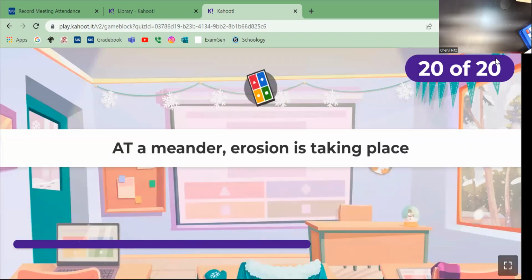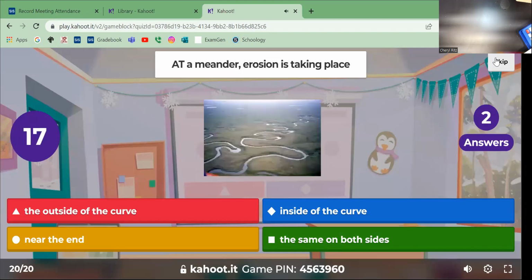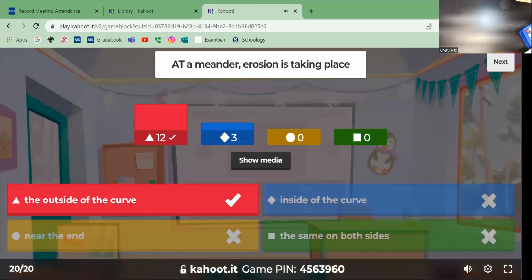Last question. At a meander, erosion is taking place where? The outside of the curve, the inside of a curve, or the same on both sides? Always on the outside of the curve is erosion, the inside of the curve is deposition.